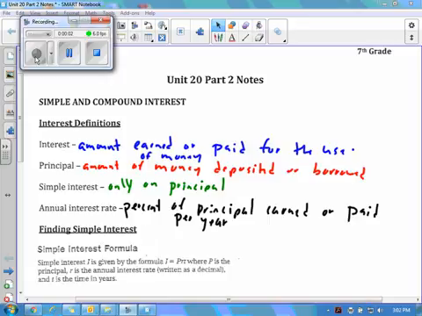In Unit 20, Part 2, we were talking about simple and compound interest, with quite a few definitions we need to go over first. First thing is interest. Interest is the amount earned or paid for the use of money. So interest could be a good thing or a bad thing for you.